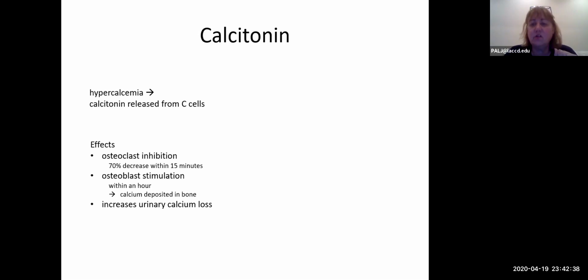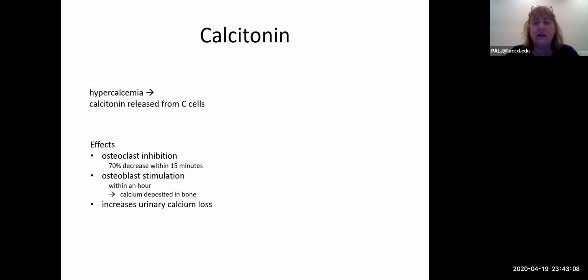So what does calcitonin do? A couple of really important things. The first thing is it massively decreases osteoclasts. So it's preventing osteoclasts from breaking down bone. In fact, it's about 75% stopped within 15 minutes. Okay. So right there, if we're not breaking down bone, then we're not releasing any new calcium. So calcium level can't go any higher.